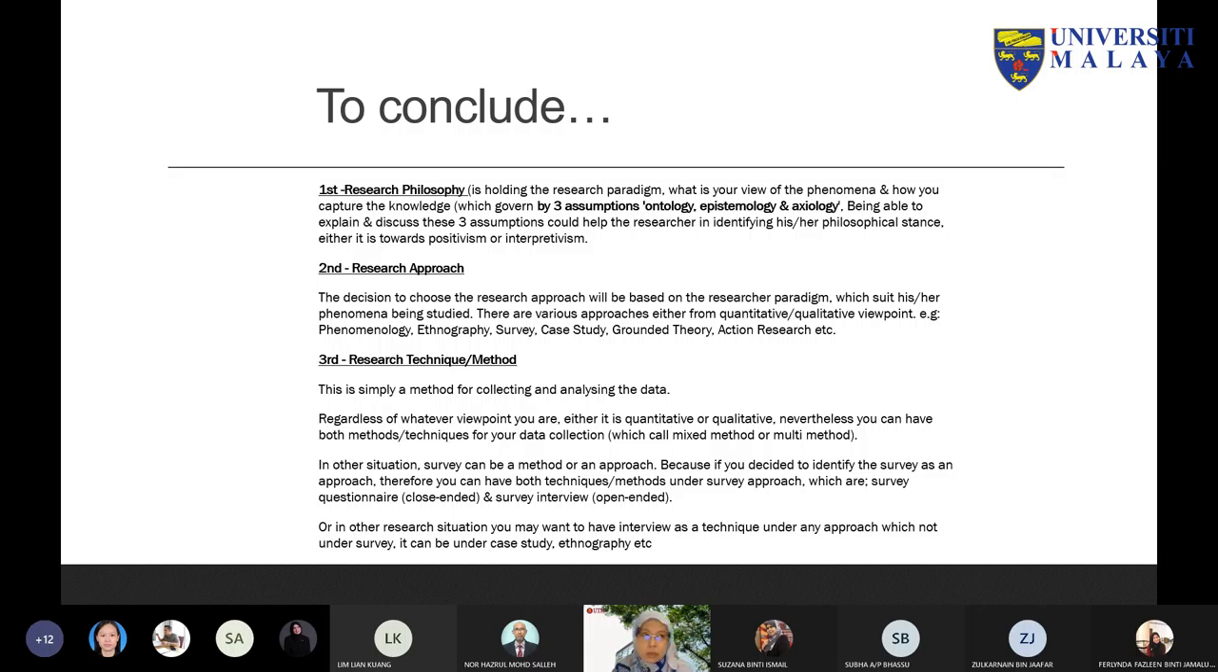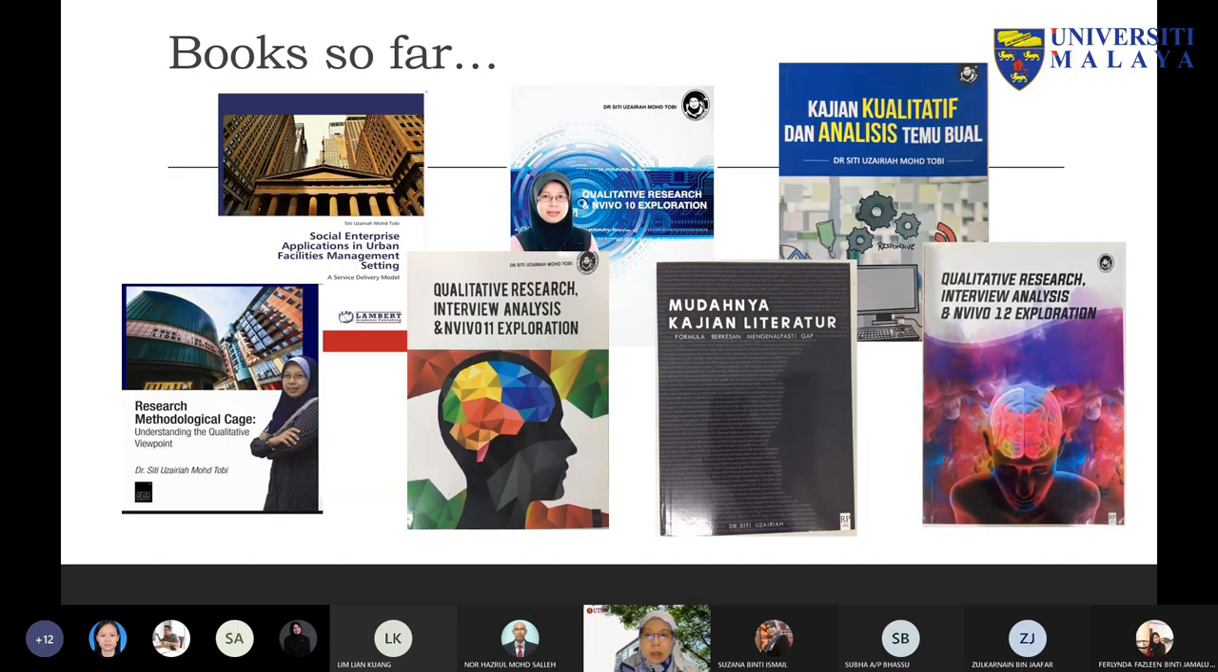Mixed method, multi and mono. I think you already know that. So we already covered the first part, which is the philosophy, which covered the three assumptions. We will look into the approach after this. And then technique: interview, focus group discussion, or observation, if I'm not mistaken, tomorrow. Okay.